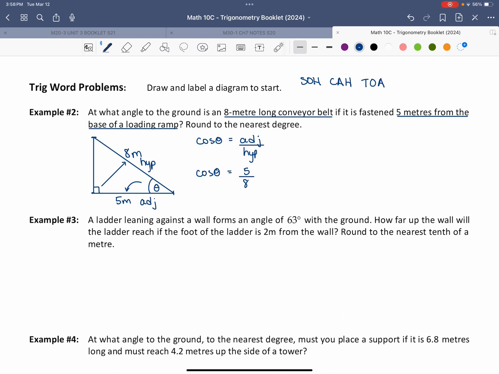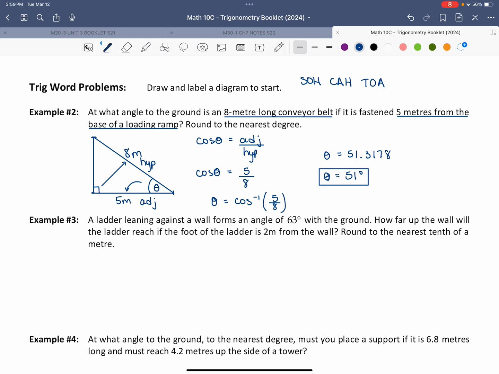And then we want to solve. So in this case, we're finding an angle. We're going to do cos inverse of both sides to get theta equals cos inverse of 5 over 8. And then we're going to plug that into our calculator. Shift cos bracket 5 divide 8 close bracket equals, and I get theta is 51.3178. Round to the nearest degree is 51 degrees.